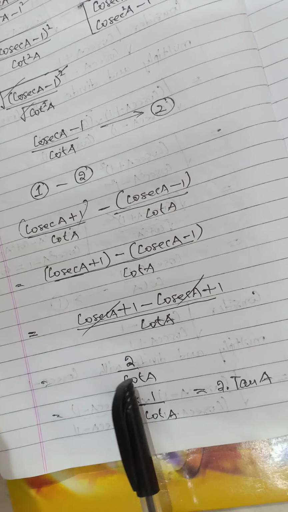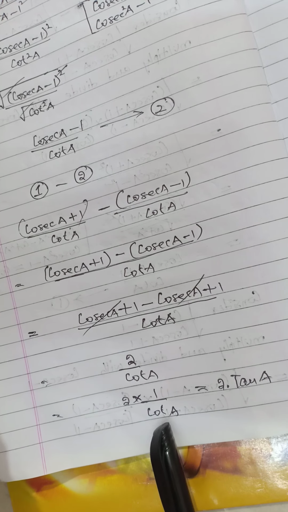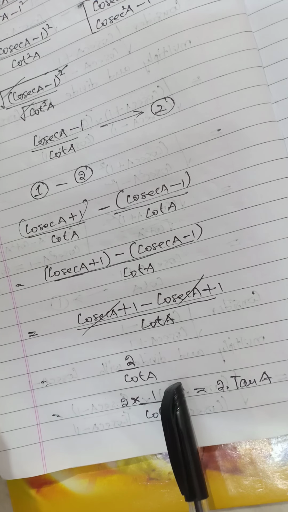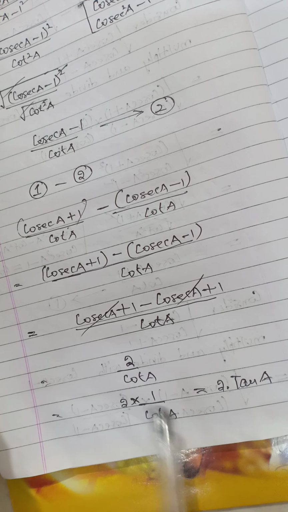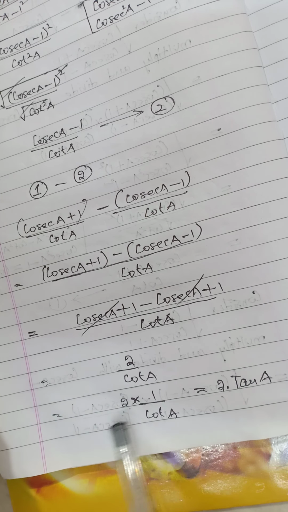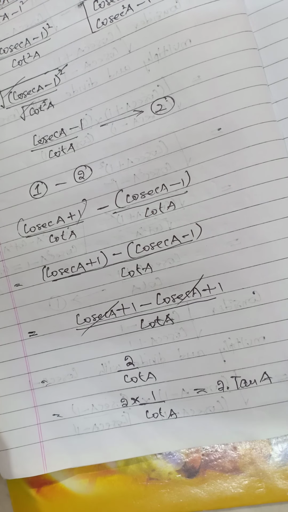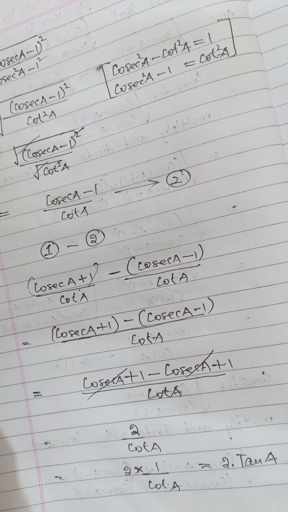So 2 by cot A can be written as 2 into 1 by cot A. 1 by cot A is nothing but tan A, so it is 2 tan A. This is the question. Okay. So the question may be given as 2 by cot A or 2 tan A. Both are the same answers. And we can change the question in one more method.